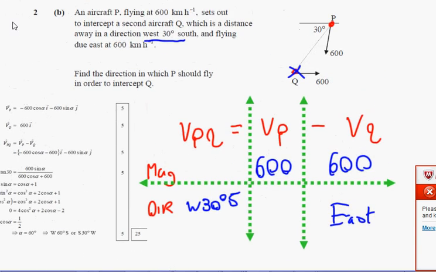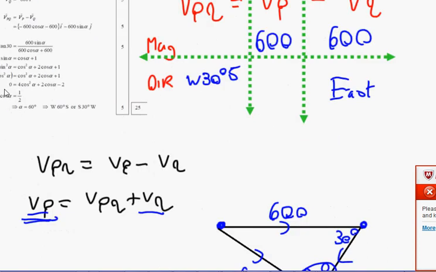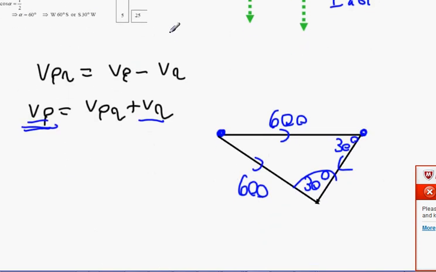Find the direction in which P should fly in order to intercept Q. So what we're really looking for is this is phi P, yeah? This is phi Q. Oh sorry, that's phi Q, and this is phi PQ. And this here is going to be 60 degrees, and without even doing a single sine rule. No, it's going to be 120. Sorry, excuse me. 120. Now, the fact that that's 120 degrees, what does that mean about our triangle?